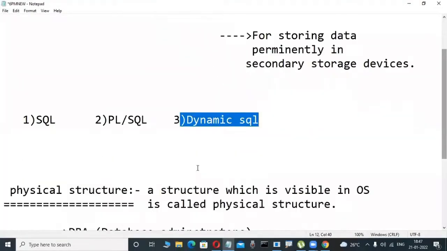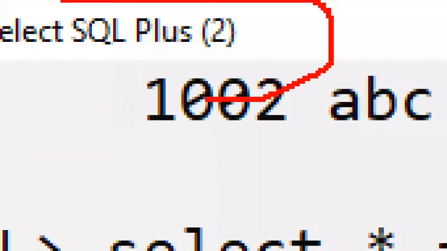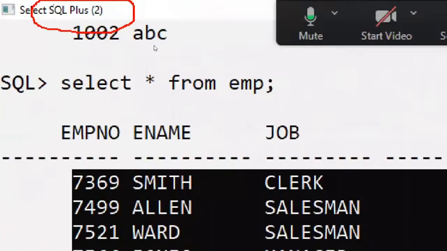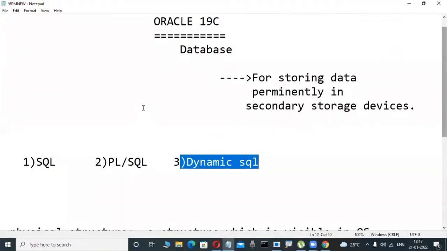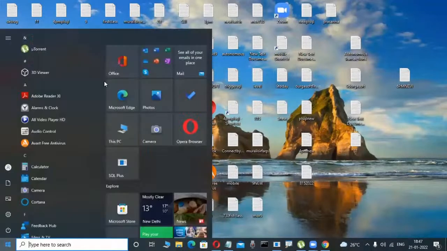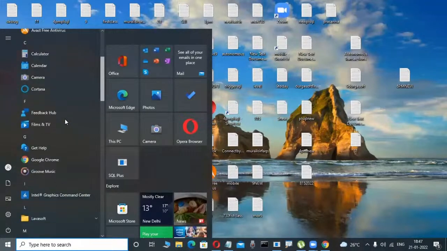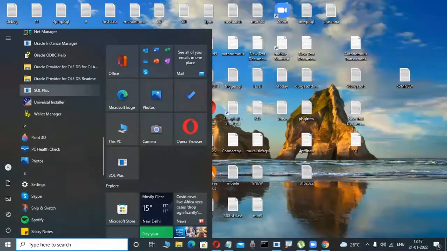But another thing is there in my system: SQL Plus. What is this? This is a tool, called a client tool. If you want to connect to the Oracle database, we use client tools. SQL Plus is the default tool. Whenever I install Oracle software, the tool is automatically available. How do you install it? What are these tools? We are learning that in our course. Don't worry. In the Oracle software I'm installing, the SQL Plus tool is automatically there.